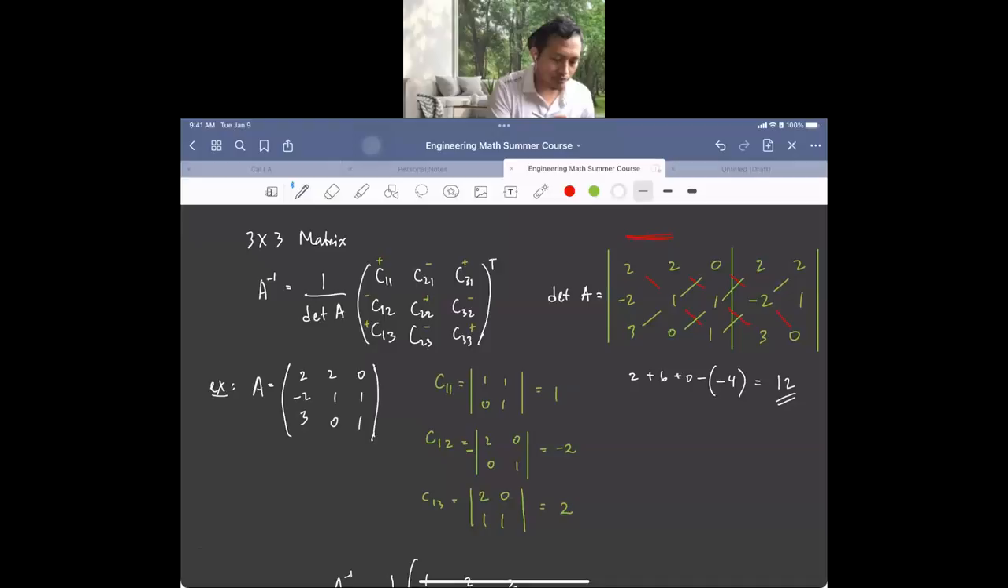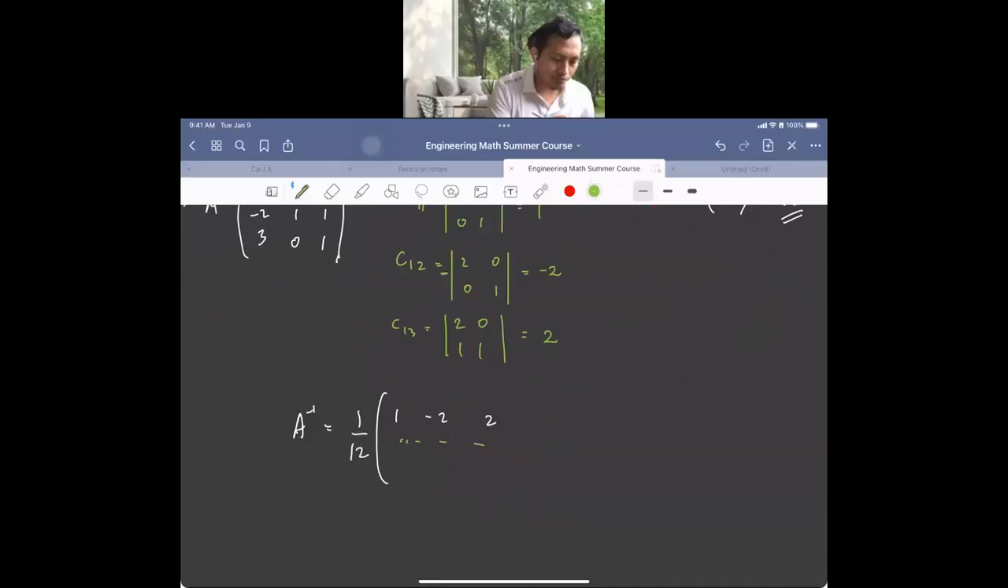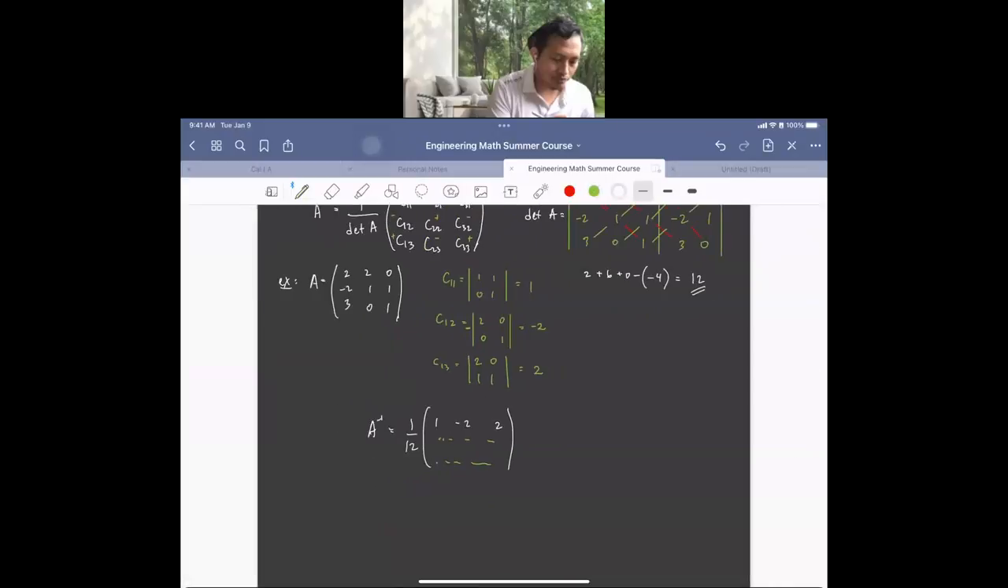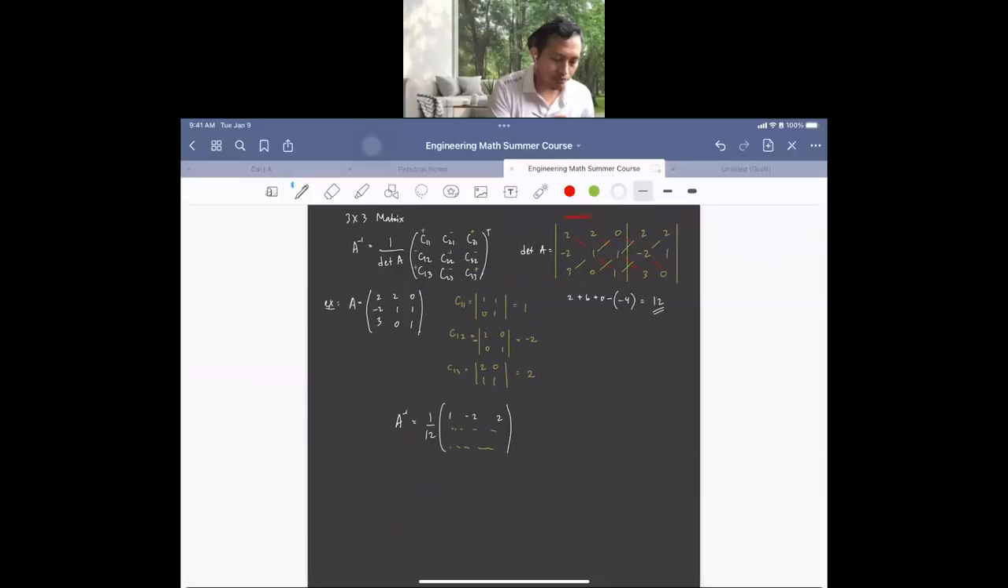It's supposed to be transpose, right? This is transpose, right? Yeah. And then the rest you can find here, and that will be your inverse, your matrix A. Okay.